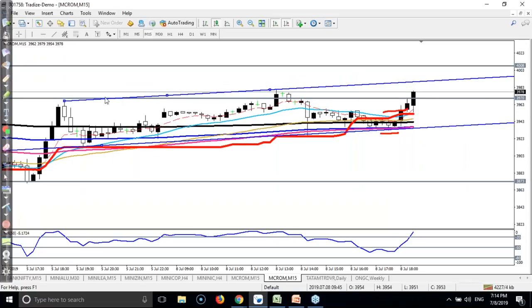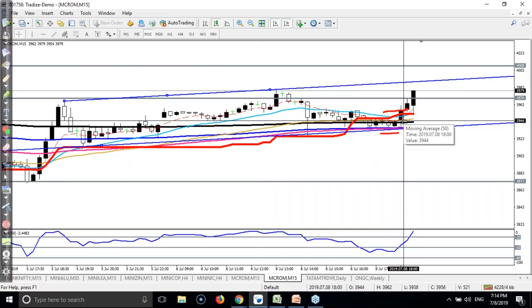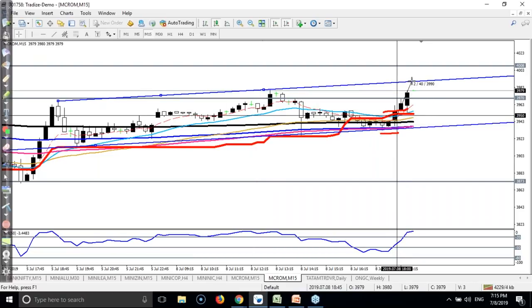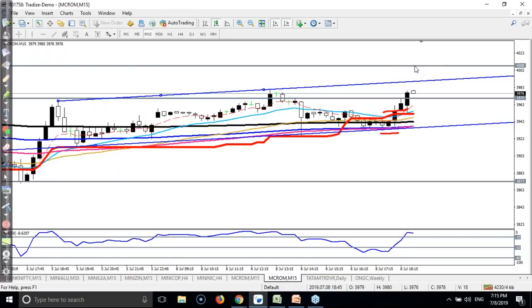So let's check what happened already. We shifted the first target. The first target was 20. The second target is 40. Here you can see my second target. That ratio is 1:2. Here was 1:1 because my SL was 20 points. That is why my first target was 1:1, second target 1:2, and the third target is 1:3, around 60 points. Yes, this is my next target.